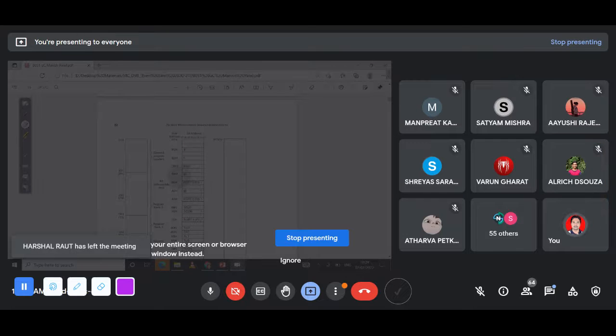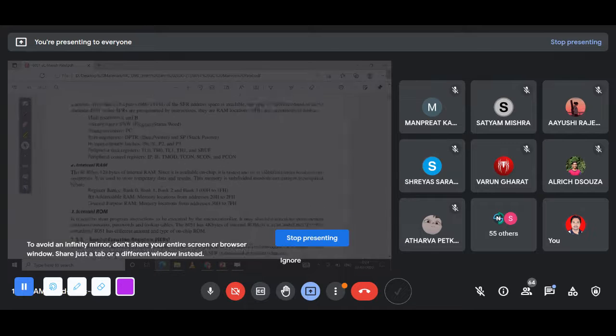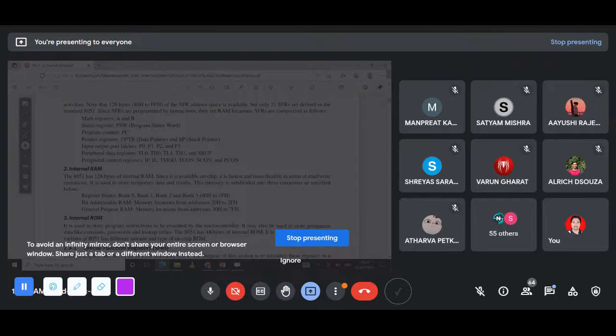They are categorized into, see the categories now: math registers, status registers, program counter, pointer registers, input output port latch, peripheral data register, peripheral control register. So these are the categories in which your special function registers are categorized.